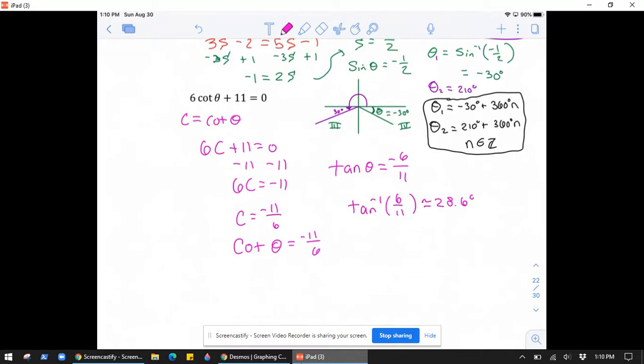Okay, now again, we are in fact dealing with a negative ratio. Tangent is negative in quadrant 2 and quadrant 4. And what we've learned is that the reference angle for our solutions is 28.6 degrees. So that tells us that this angle here is 28.6 degrees. And the reference angle in quadrant 4 would also be that.